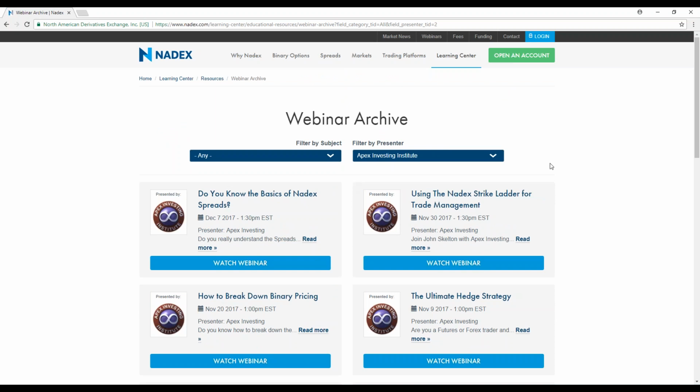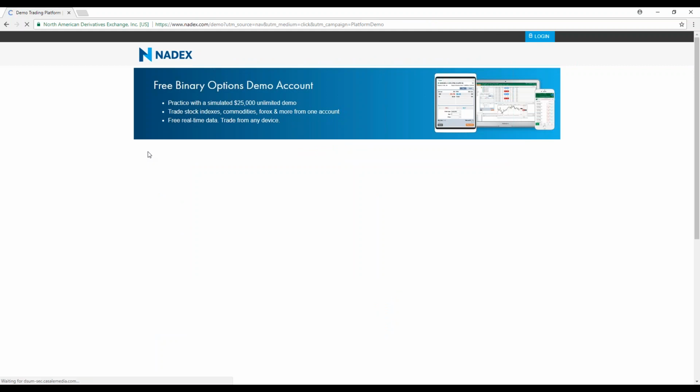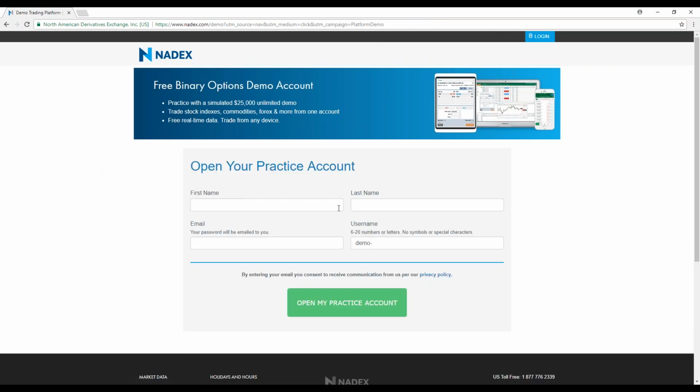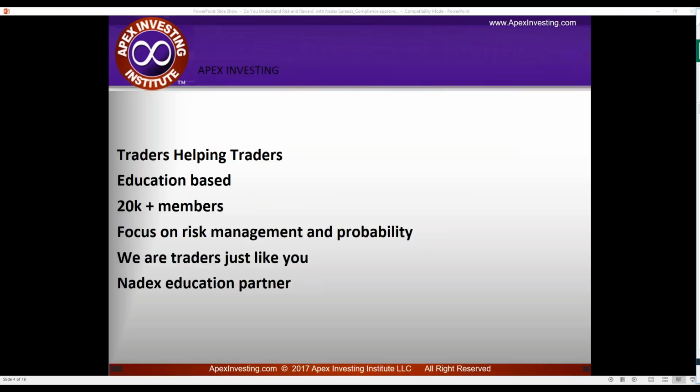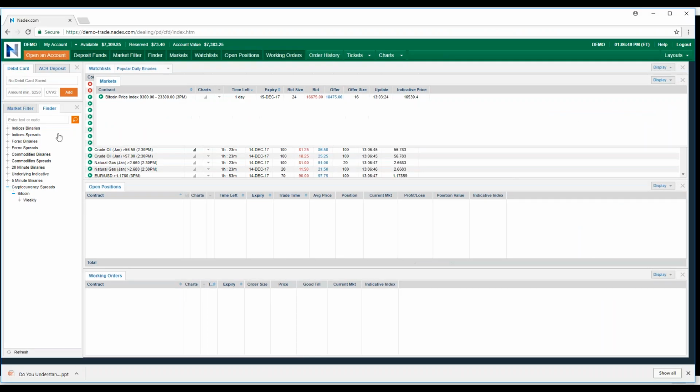Okay, another great tool that Nadex provides you, I want to bring your attention right here to this tab called Trading Platforms. You can go directly to the online Nadex platform. They have a great mobile app for your Android smartphone, or right here, Demo Trading Platform. Nadex will give you a $25,000 free demo account. All you gotta do is just fill out your name, your email, and a quick username and hit Open My Practice Account. In just a few moments, you'll get an email from Nadex and it will provide you with a temporary password, okay? And you'll be able to log right into the Nadex demo platform.